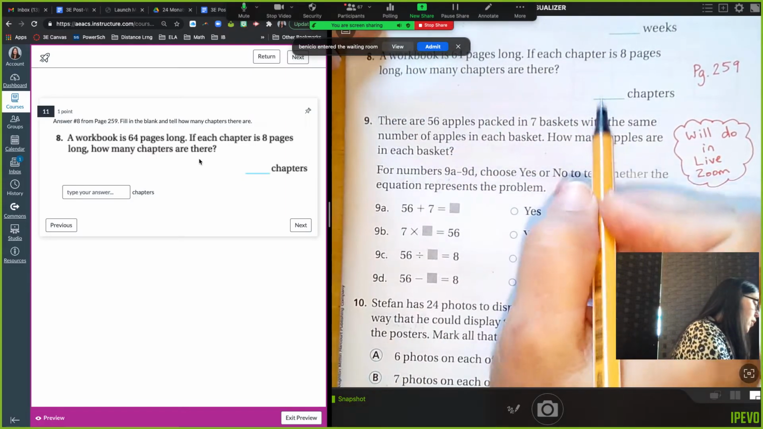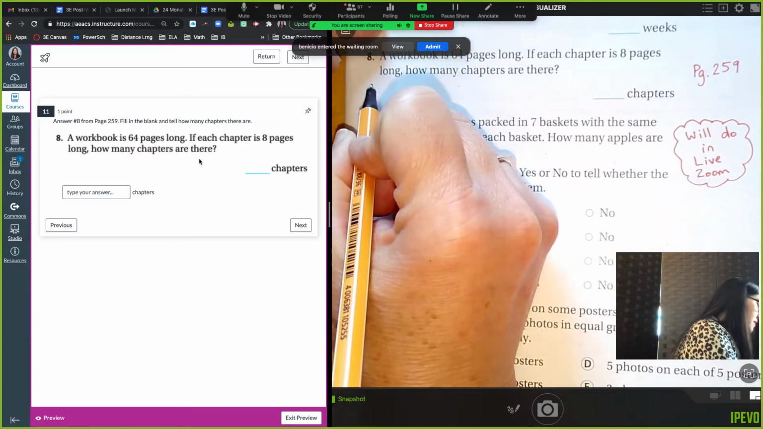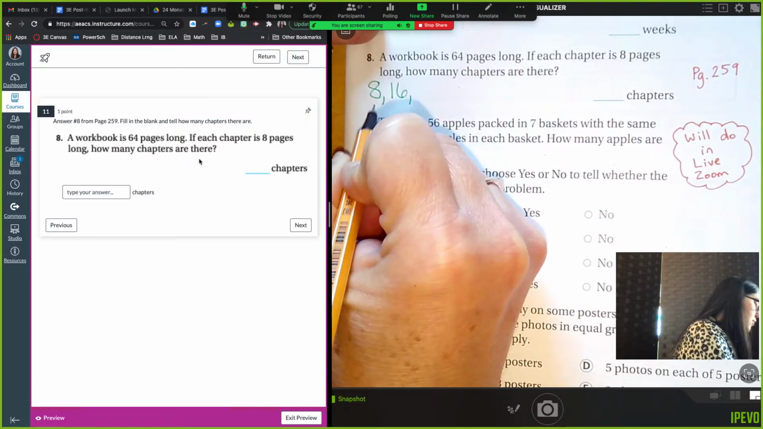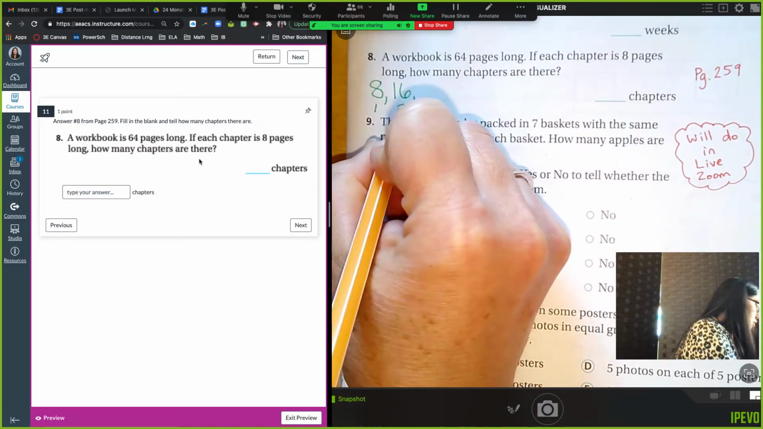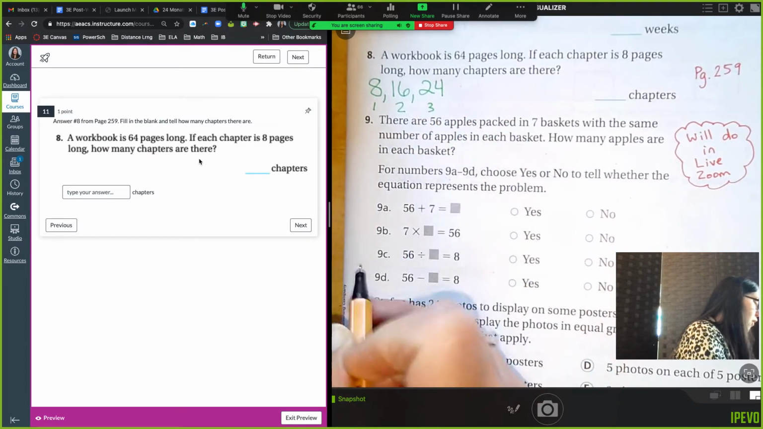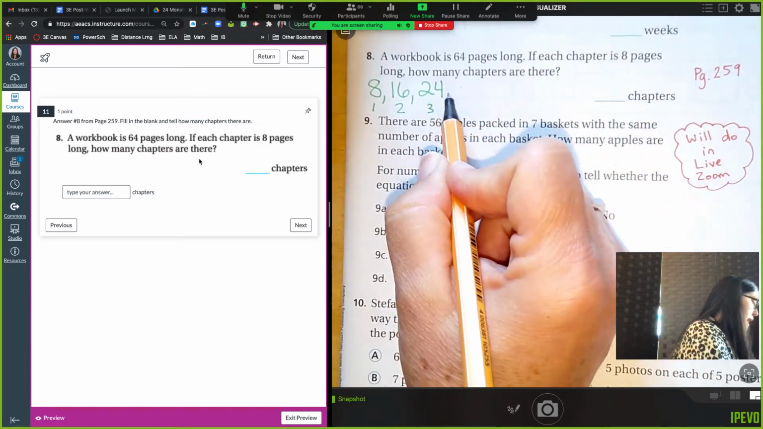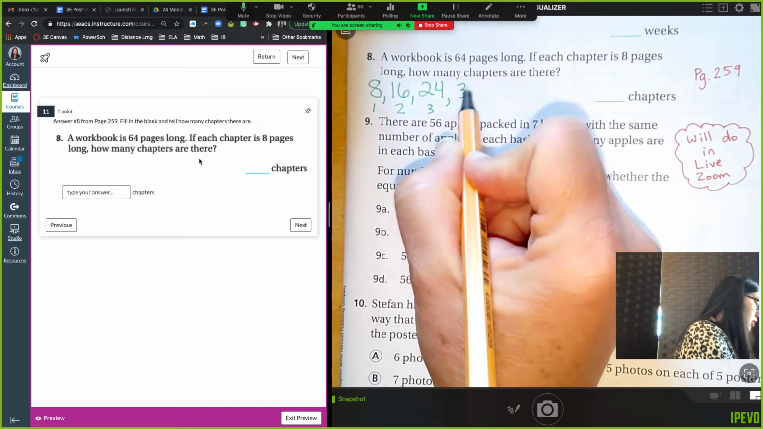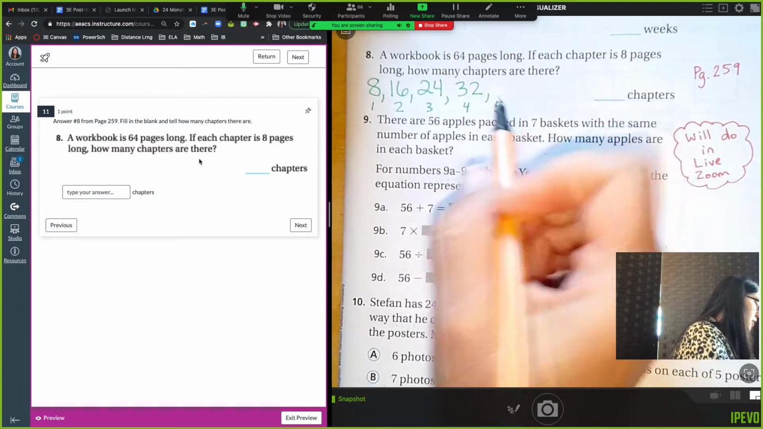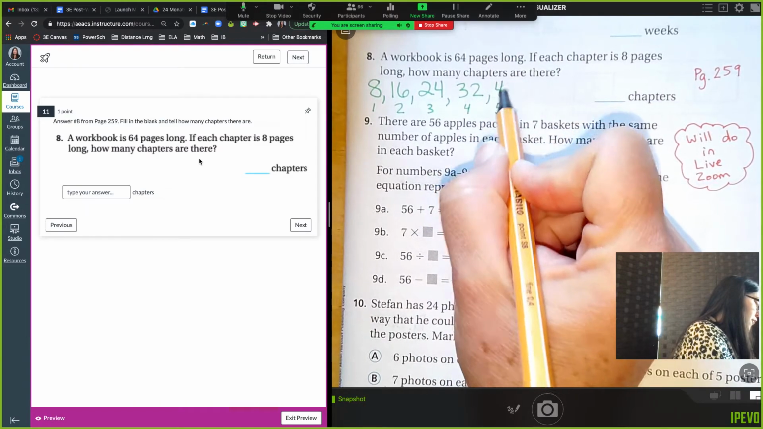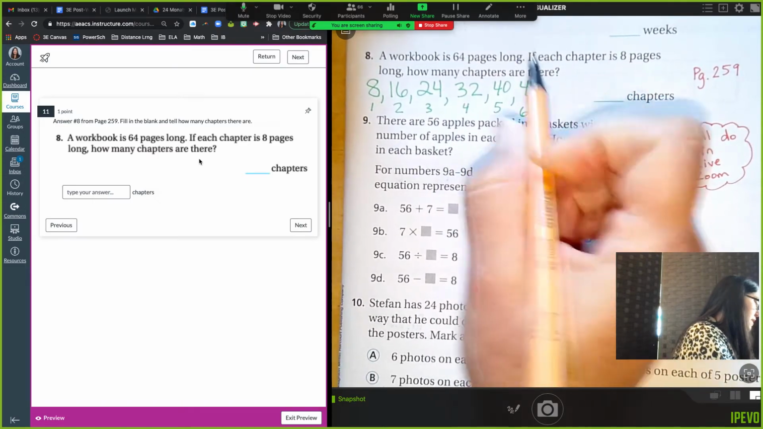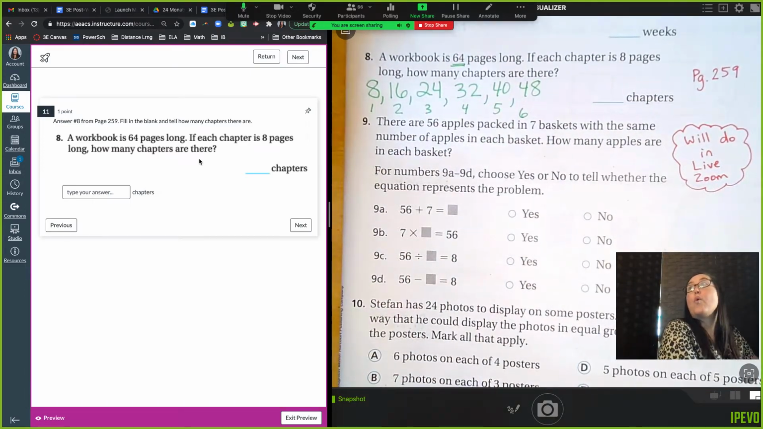I've got 64 pages. I could think of my 8s. 8, 16. If I'm counting, here's one chapter. Here's 2 chapters, 8, 16. A third chapter would bring me to 24 pages. Add 8 more pages to get 32 pages for my 4th chapter. A 5th chapter, add 8 pages, would bring me to 40 pages. A 6th chapter would be 48 pages. And I'm looking to stop at 64 pages, okay?